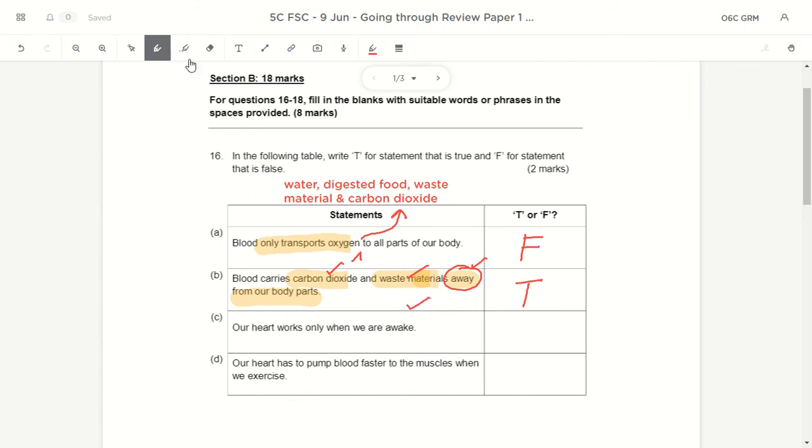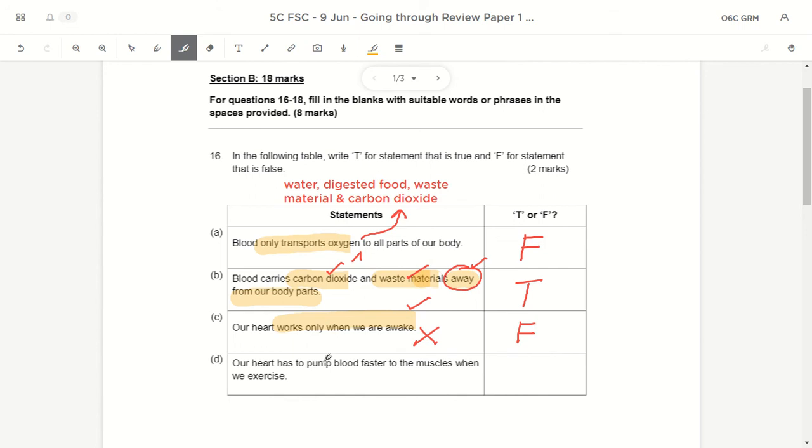Our heart works only when we are awake. So when we sleep, our heart stop. So this is obviously wrong. When we sleep, the heart still continues pumping. So this is false.